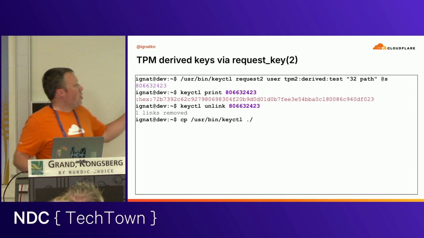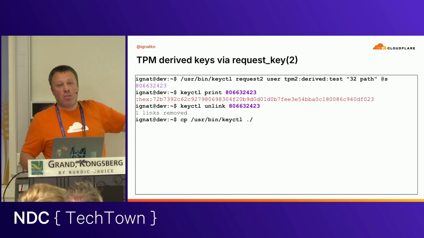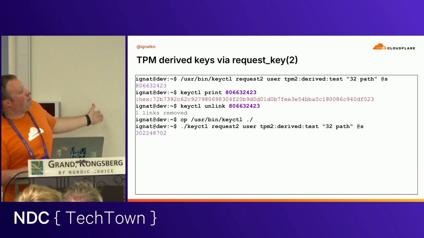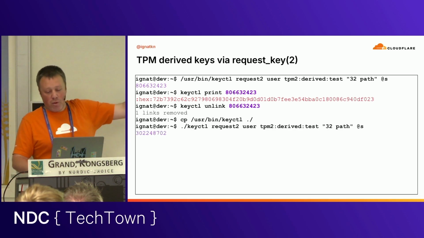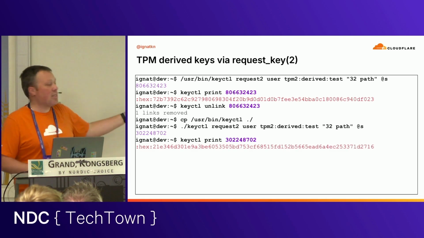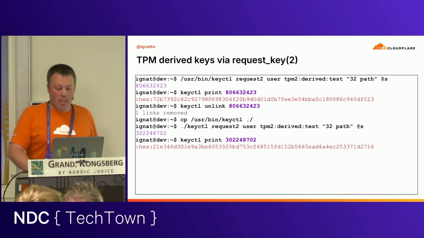Right, so let's delete this again, and let's actually make sure my stuff works. Let's move my executable from user bin to my home directory, for example. So it now has a different path. Again, I repeat the same request with all the same parameters, getting a different key, and now when I print the bytes, I totally have a different key here, right?